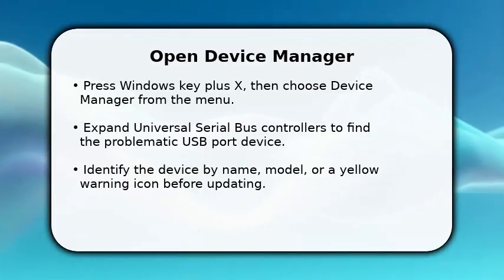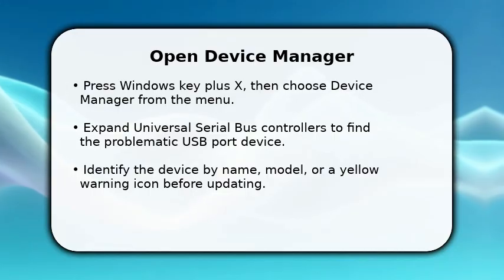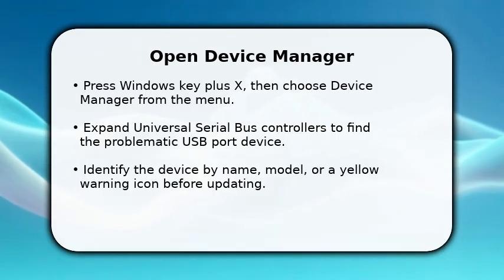Press Windows key plus X, then choose Device Manager from the menu. This opens the administrative list of installed hardware on Windows 10. Expand Universal Serial Bus Controllers to find the problematic USB port device.